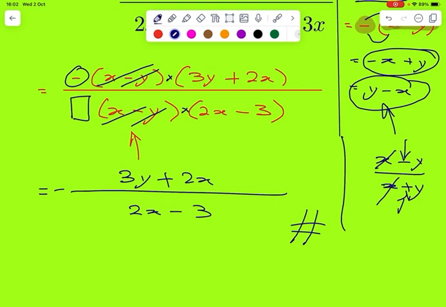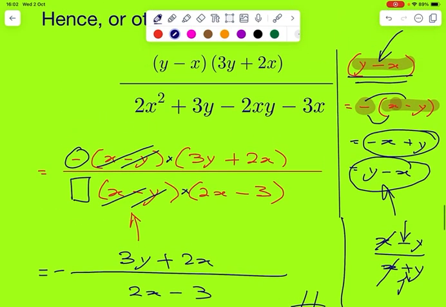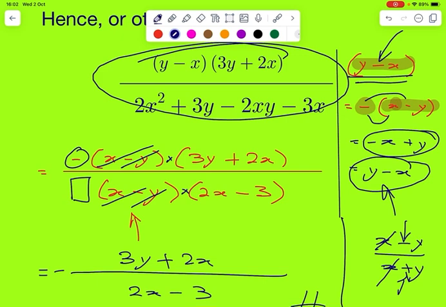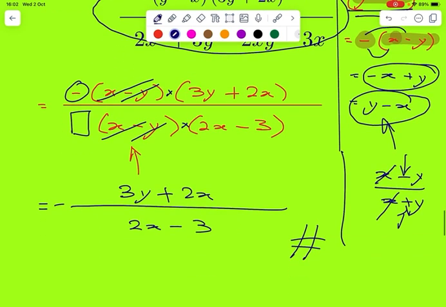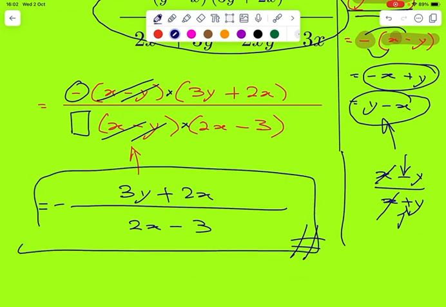This is our simplified version of such a long-winded, ugly looking expression, and this is beautifully done.